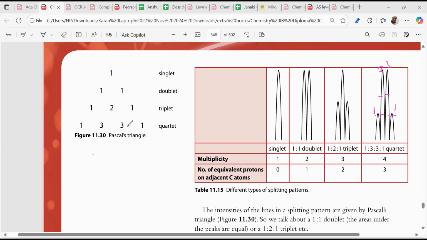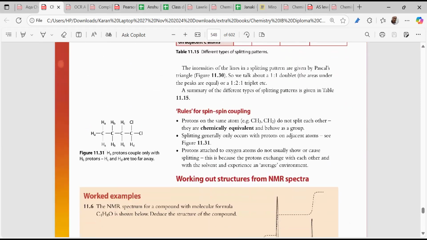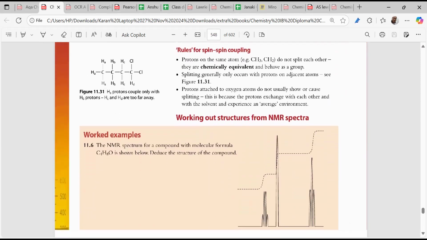Now, if you have got a triplet, it will be 1:2:1. Is it clear to you now? Done? Now let's do a question quickly. This part is very important: the rules for spin coupling.